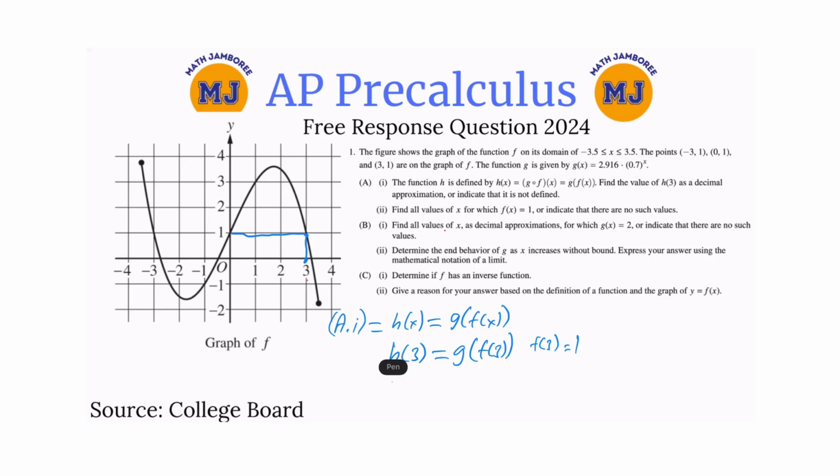So g of 1, in the g function, this is given, and we will just go ahead and put 1 for the x. 2.916 times 0.7 to the power of 1. You're allowed to use your calculator in the exam, so if you make this calculation, you will end up with 2.0412 as your final answer for part A.